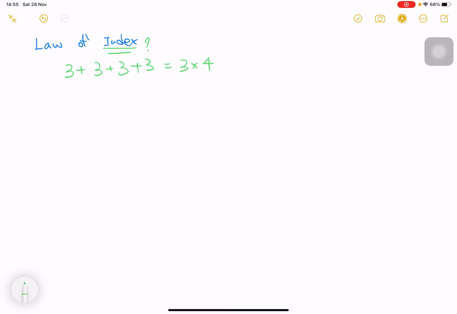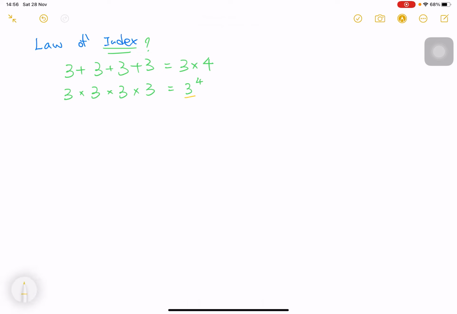And how can we use index? So when we do repeated multiplication many times, we can use index to simplify our calculation, simplify our steps. So how can we write it down? I want to do this calculation 3 times 3 times 3 times 3, and I don't want to write down 3 times 3 times 3 times 3 so many times. So how can I simplify my way? I can write it down to be 3 to the power of 4.